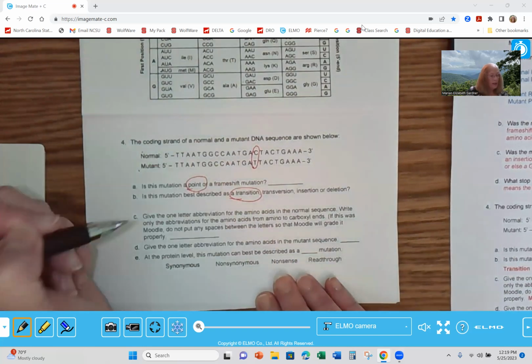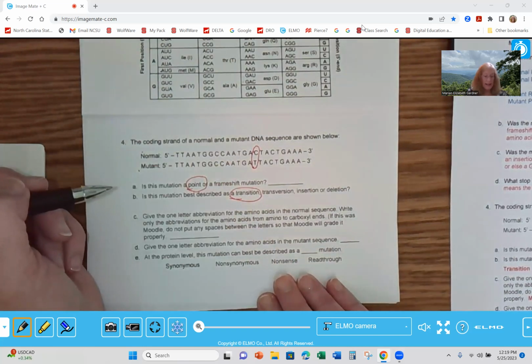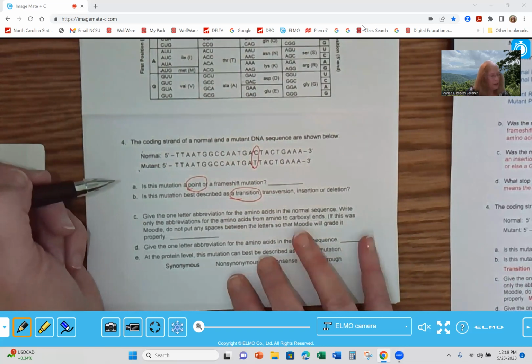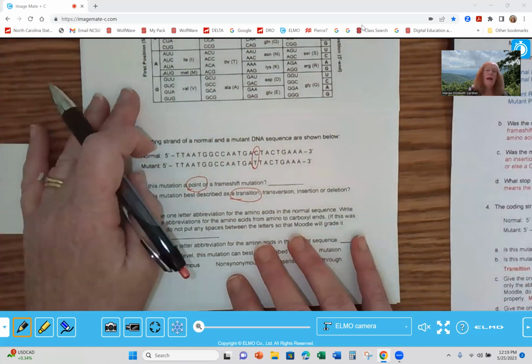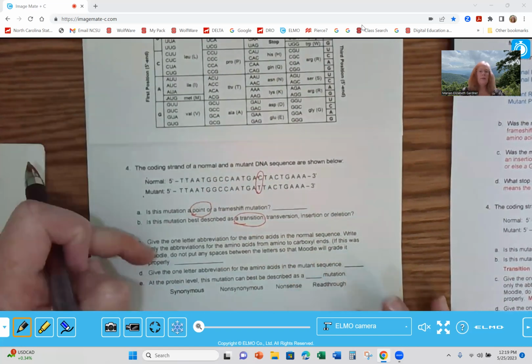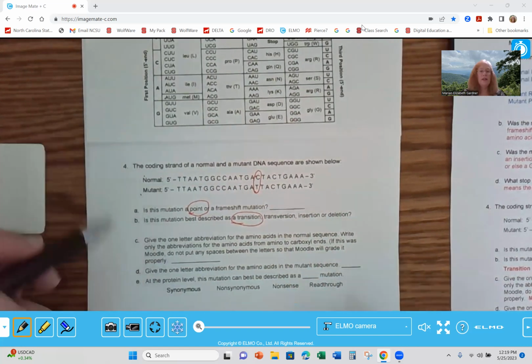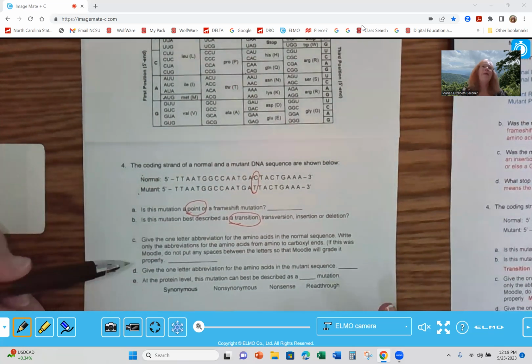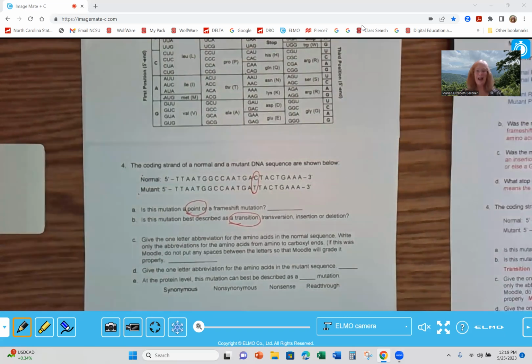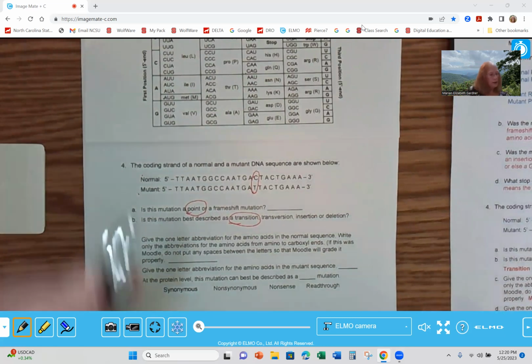And it says, give the one-letter abbreviations for the amino acids in the normal protein sequence. So we're going to translate that normal protein sequence. And Moodle, I actually did this similarly to one of the questions in your homework. Moodle is very particular, as we all know, about your syntax when you type in answers. And this asks you to not put any spaces between the letters so that Moodle will grade it right and write it from the amino to the carboxyl end.